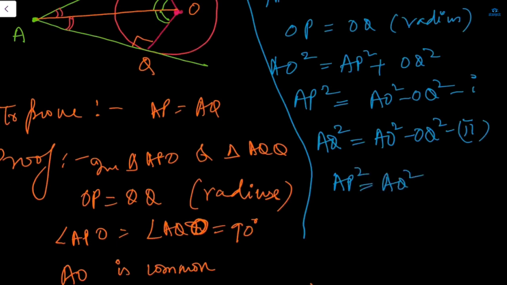Now, if you are removing the square on both sides, then AP is equal to AQ. So this is also a method here.